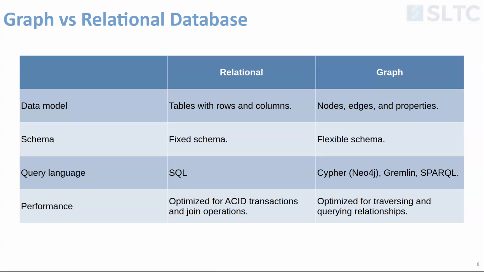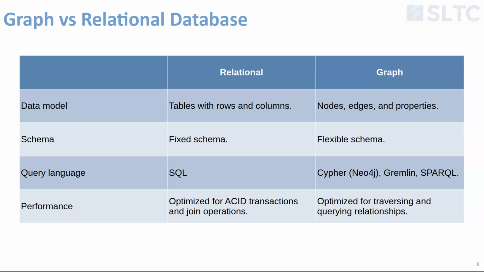And the last is very important, performance, right? The relational databases are optimized for ACID transactions and join operations. Okay, so like atomic level connectivity and transactions, that's the whole point of relational databases. Whereas graph databases are optimized for traversing and querying relationships. So the biggest thing in graph is relationships, whereas in relational databases, the biggest thing is ACID and joins. Okay, so you see the difference there.